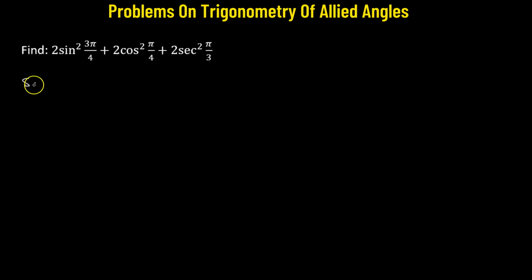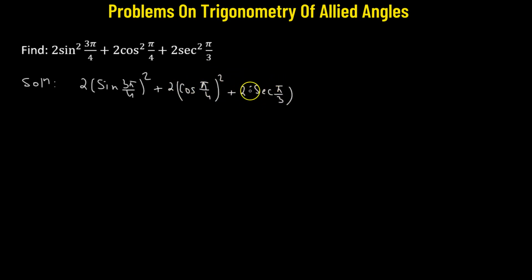Coming to the final problem. Here we have to find the value of 2 times sine 3 pi over 4 squared, added to 2 times cosine of pi over 4 whole squared, plus 2 times secant of pi over 3 squared. Fine. Now let's find the individual ratios. We'll start with sine 3 pi over 4.